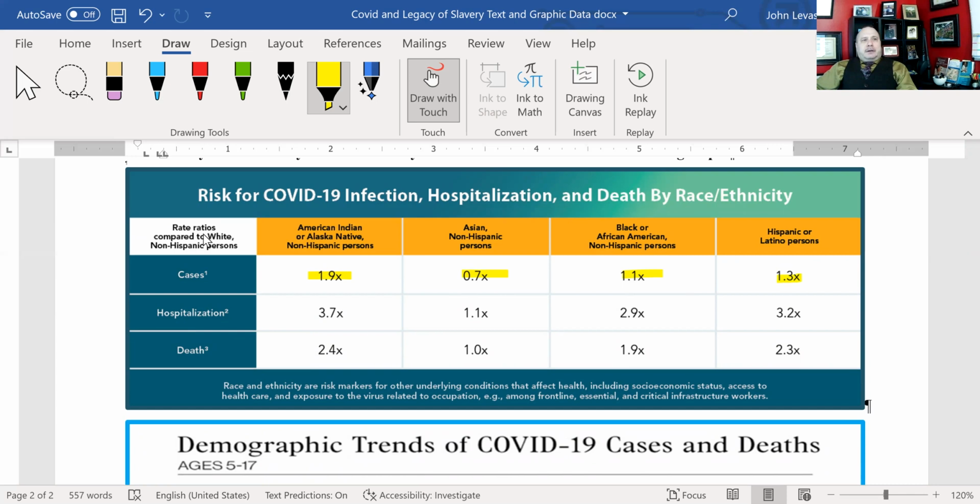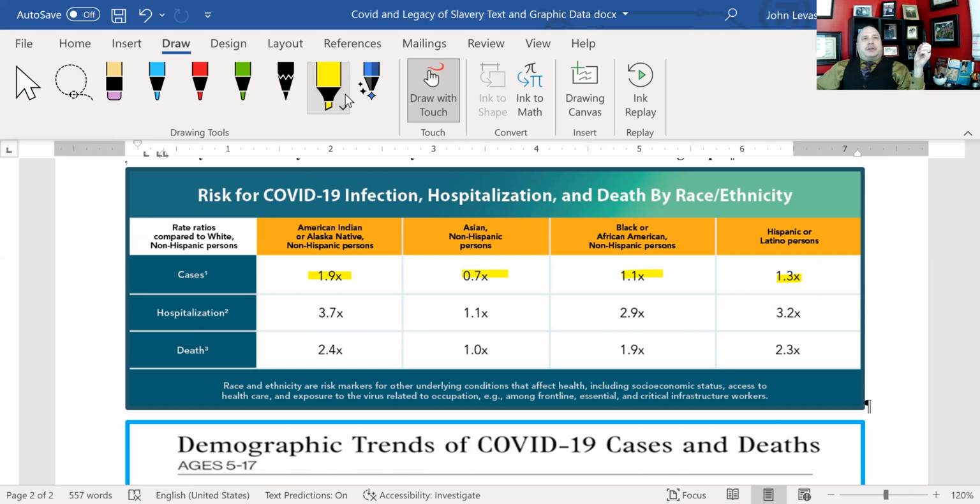So for every one white American, 1.9 Native Americans get sick. Or for every one white American, 0.7 fewer Asians get sick. For every one white American, 1.1 Blacks or African Americans. So essentially the same ratio. And as far as Latino persons, 1.3. So Latinos, African Americans, and Asian Americans all are about 1 to 1 to 1. Native Americans are almost twice as likely to be infected by this disease.